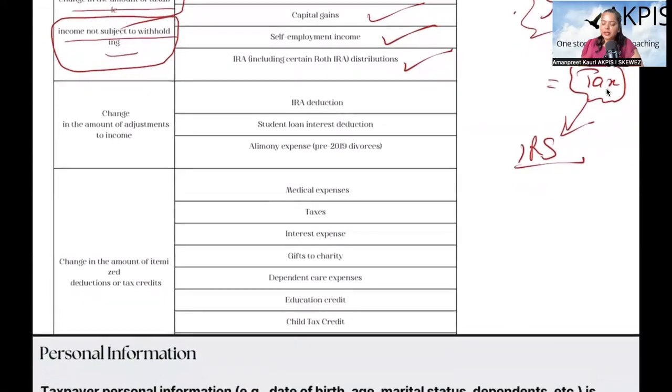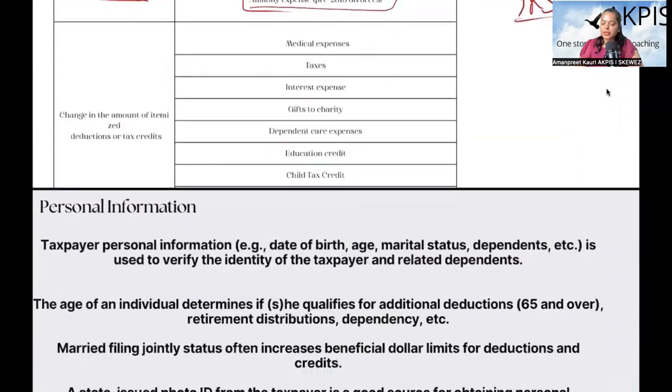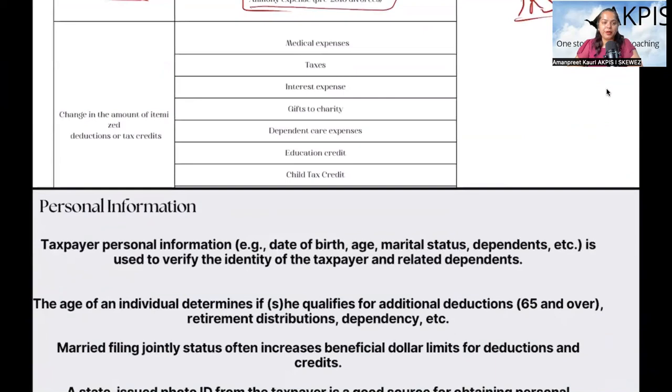Apart from this, change in the amount of adjustments to income, for example, if the IRA deduction has changed, or if you have procured a student loan and there is any change in the interest deduction, or alimony, if you have filed for divorce, then alimony expense. You're supposed to check all these details. For example, in the previous year you were married, in the current year you are divorced, and you are paying or receiving alimony; accordingly your tax computation will vary, right? So these kinds of details are equally important.